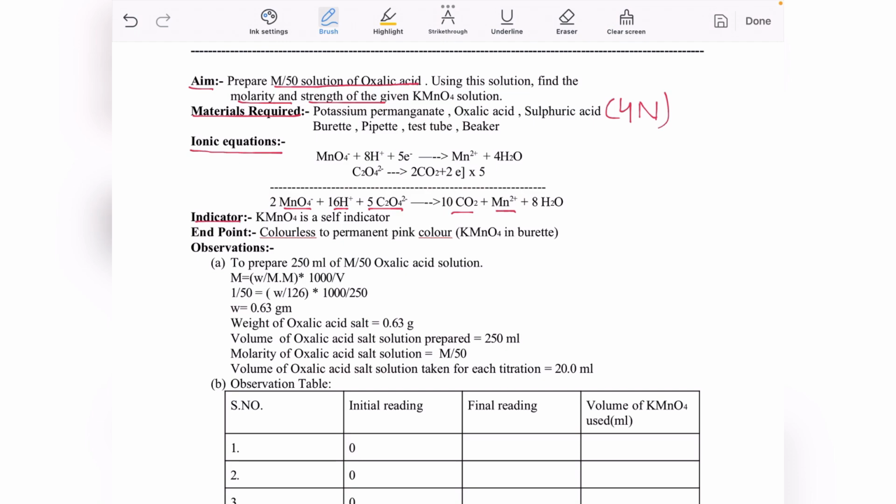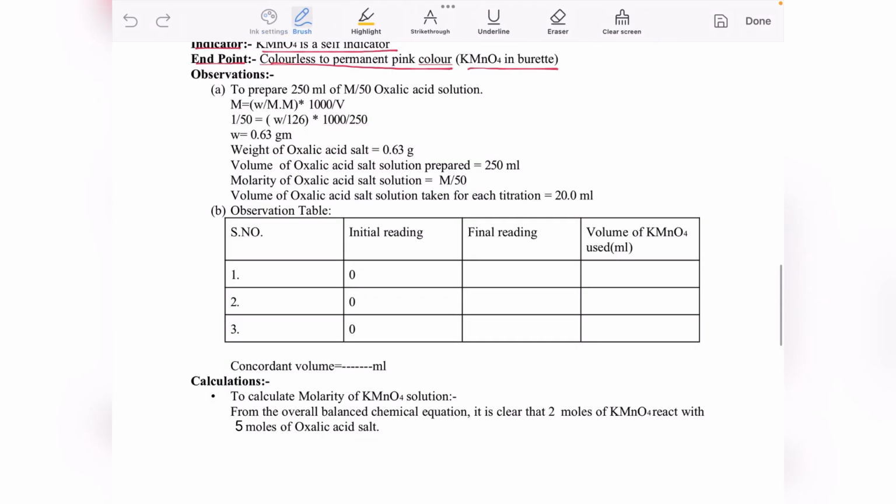Next step, we write the indicator. KMnO4 is a self-indicator. Endpoint is colorless to permanent pink. KMnO4 we fill in a burette and oxalic acid we take in a flask. Now the next step is the observation.